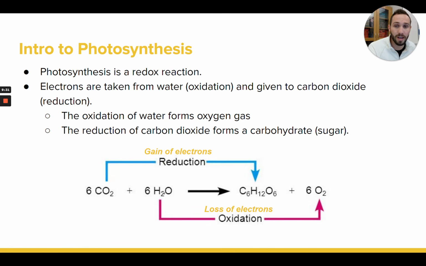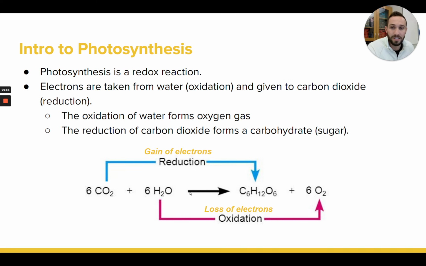And those electrons come from water. So in photosynthesis, water is going to be oxidized. We're going to take away electrons from water. And when we take away those electrons from water, it's going to turn into oxygen. Just like in cell respiration, oxygen gained electrons, was reduced, and became water. Well, now water is going to be oxidized, lose electrons, and go back into being oxygen.